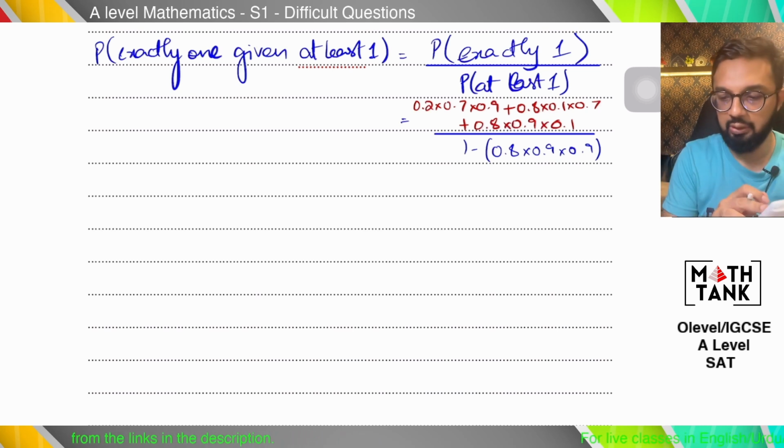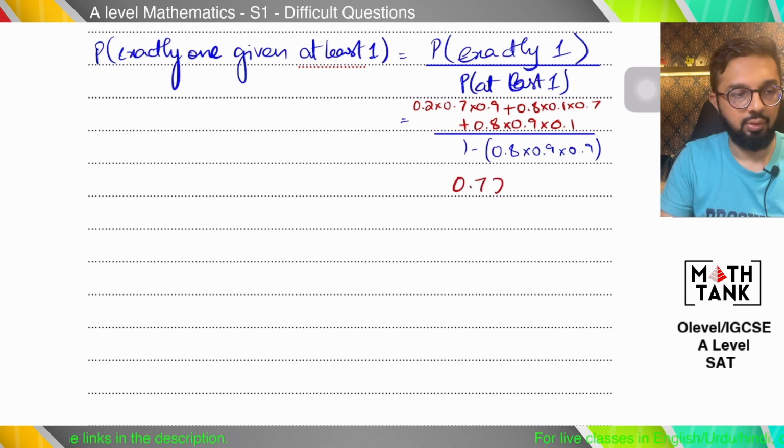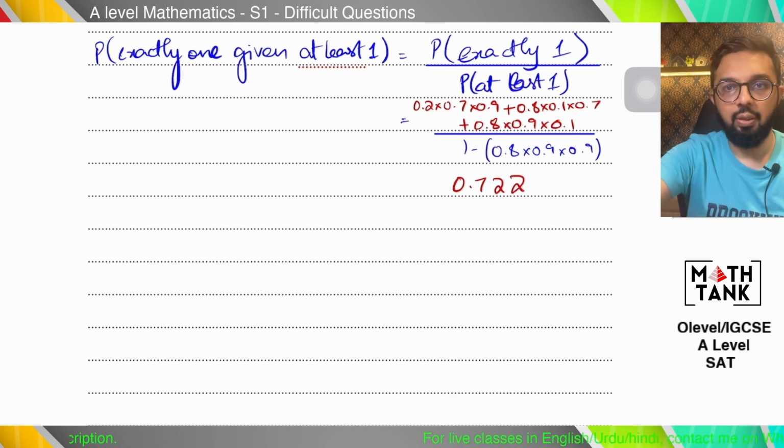0.2, 0.7, 0.9 plus 0.8, 0.1, 0.7 plus 0.8, 0.9, 0.1 divided by the denominator, giving 722.